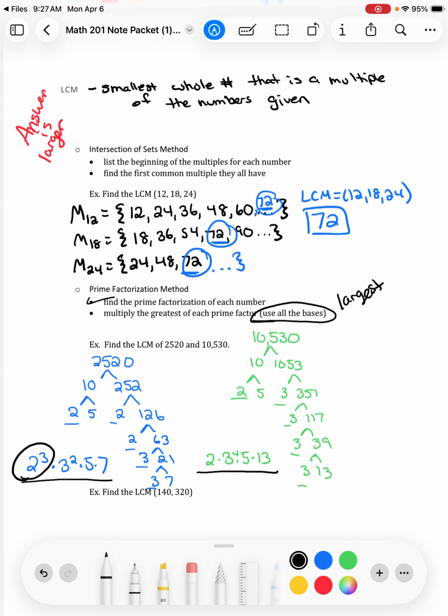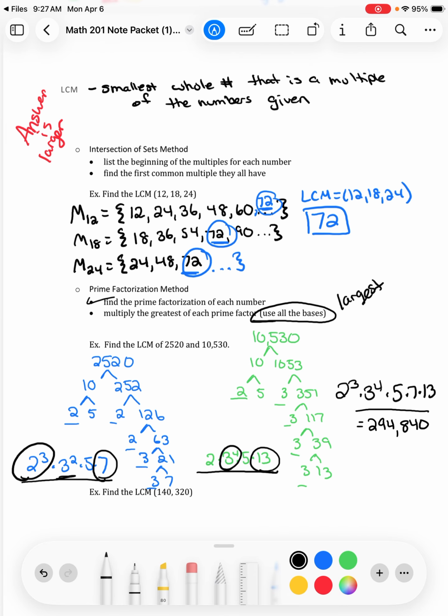So I've got 2 cubed is bigger than 2. 3 to the 4th is bigger than that 3 squared. They both have the same 5, so it doesn't really matter where we choose the 5. They're both 5 to the first. And then I have to use every base. So I've got to use that 7 and 13 as well. To be a multiple, you have to include every single one of the factors. I typed all of those in at one time, one big, huge answer.